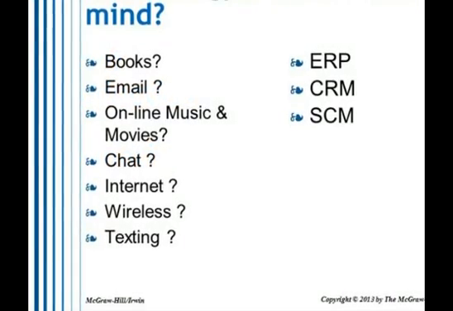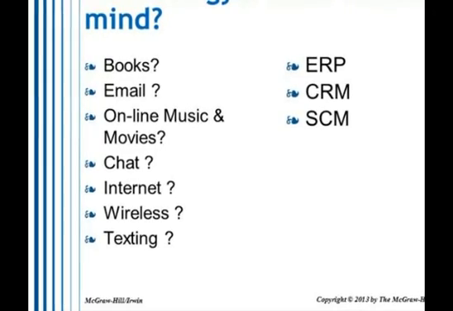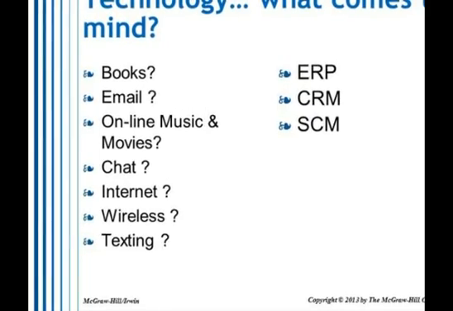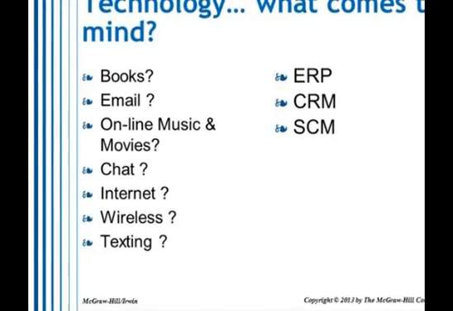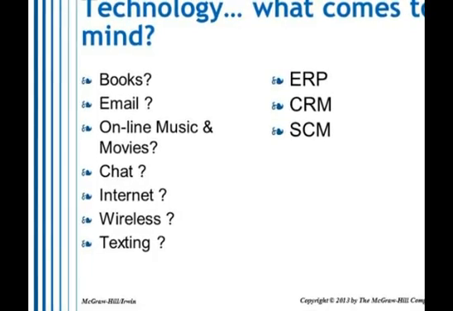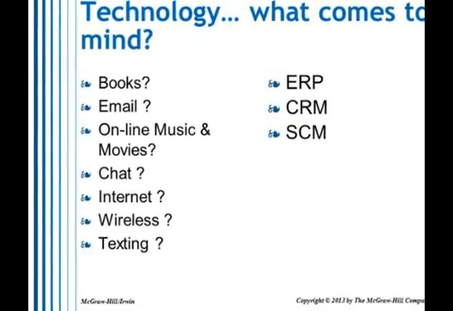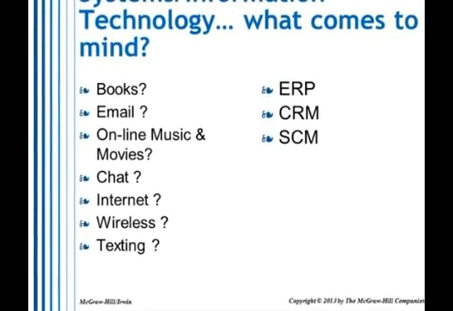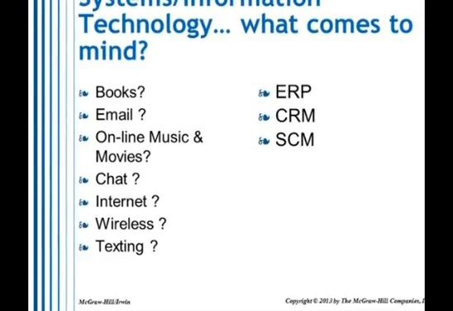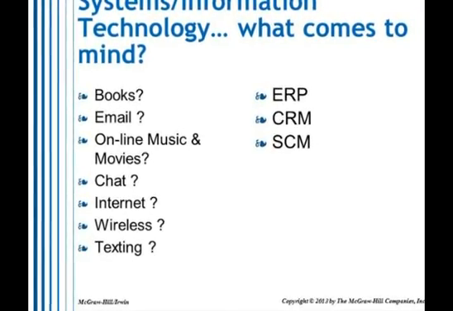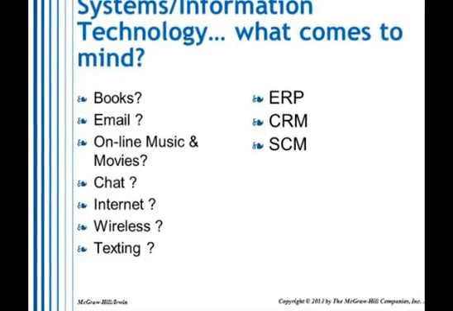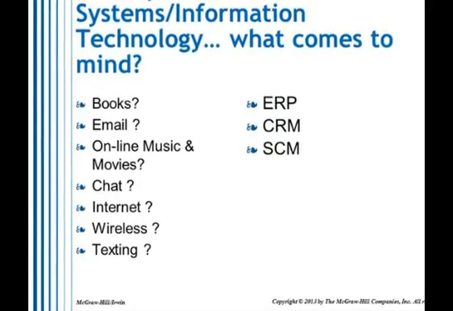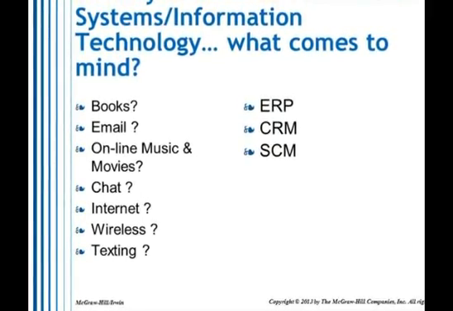So when you think of information systems and information technology, what comes to mind? Do you think about books, email, online music or movies, chat, internet, wireless texting? Or do you think of ERP, CRM, and SCM? Those 3 acronyms over on the right-hand side are the primary information systems used by Fortune 500 companies today to be successful. In fact, some of those 3 acronyms provide Fortune 500 companies with a competitive advantage.